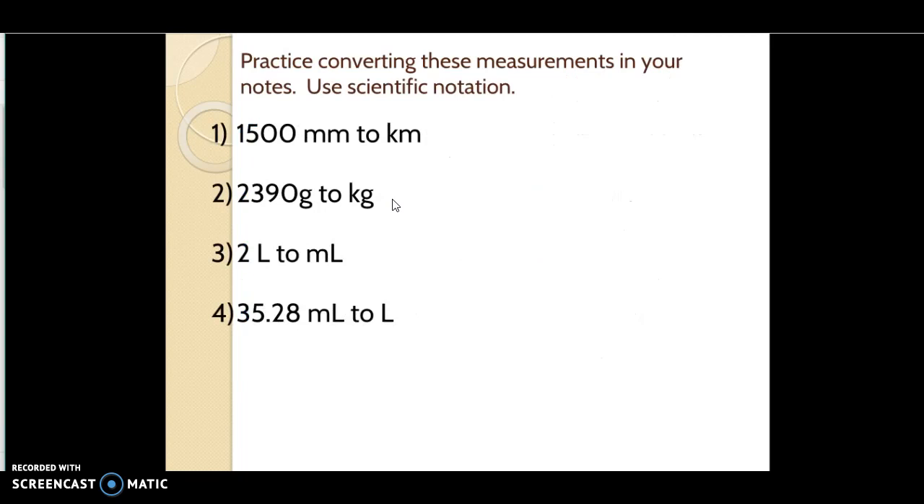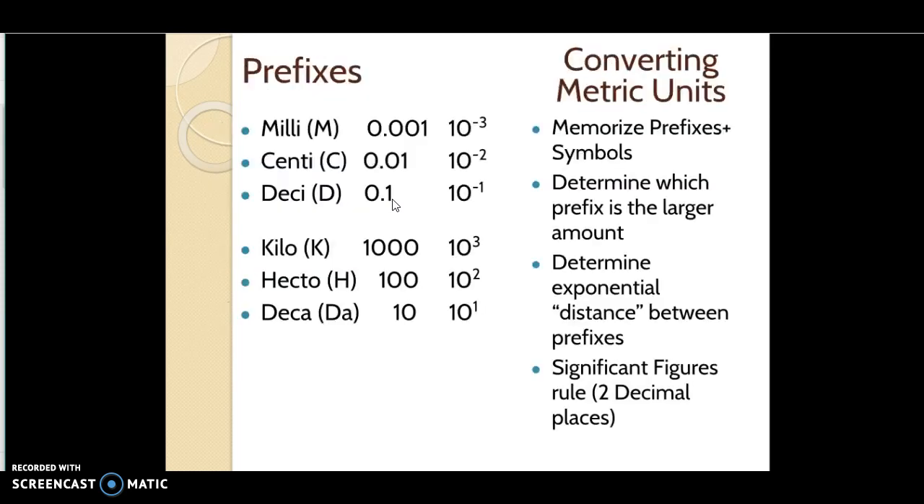Alright, so let's do some practice. Go ahead and get your notes out. You should have been taking notes this whole time, and go ahead and write down the first practice problem. Your goal is to convert 1,500 millimeters to kilometers. And so if we go back, millimeters, we're 3 points behind the decimal point. Kilometers is times 1,000, so that's going to be 3 points after the decimal.